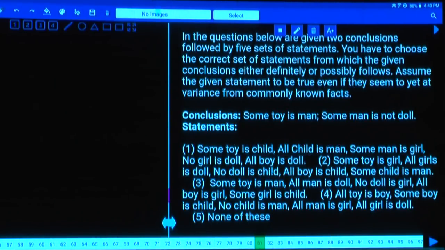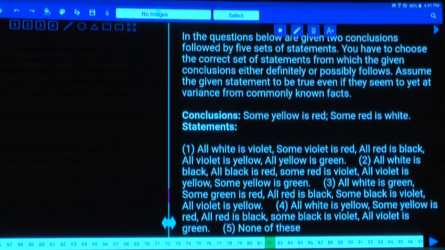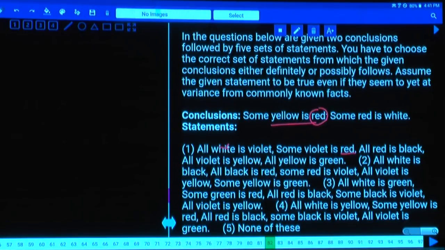Then question number 82. In this one, some yellow is red, some red is white. Yellow, red, red and white. Now we should have yellow and red. Now white and violet is here. Now violet and red is here. Fine. Now red is here. Now red should be present as it is, and violet should go and yellow should come.